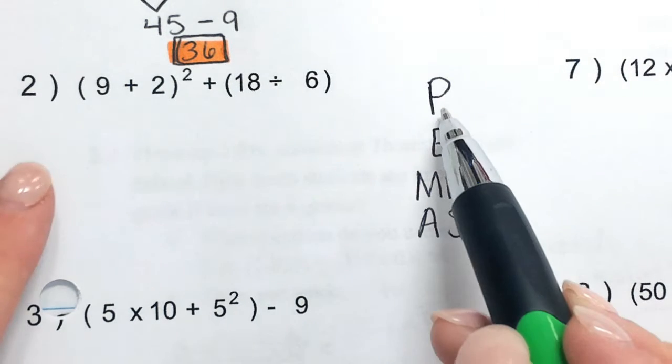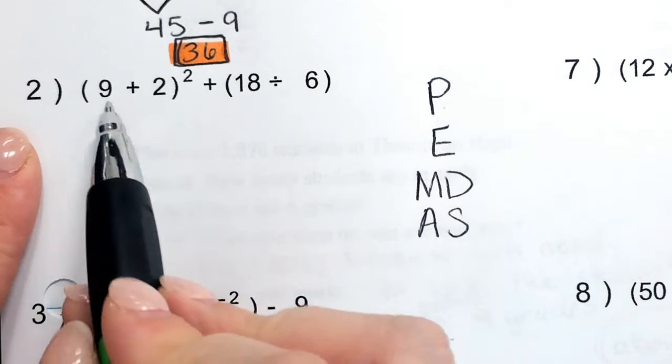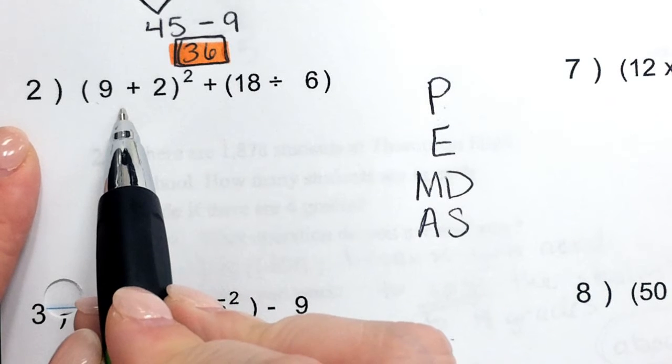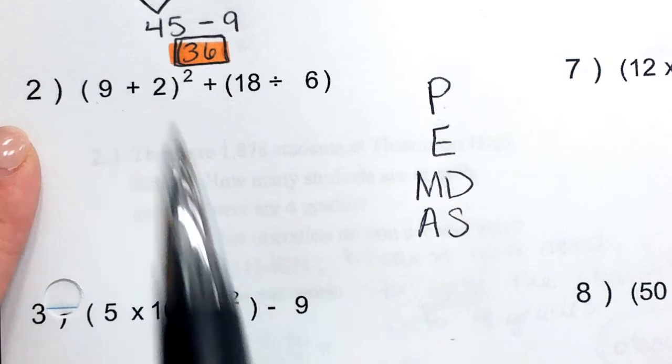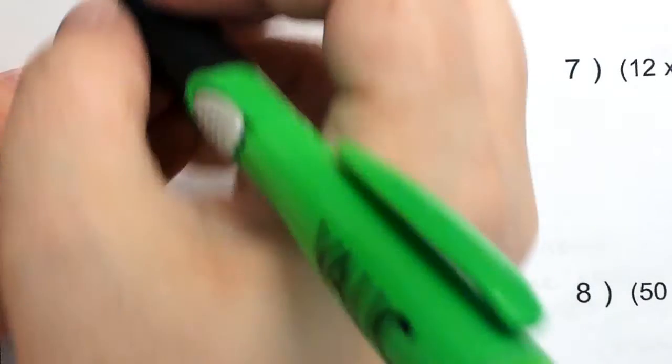Perfect. She said we're starting with parentheses, but Madison said we're going to start with the first parentheses. Because remember, how many things can you do at once? One thing at a time. So we're going to do this 9 plus 2 because that's what's in the first parentheses.